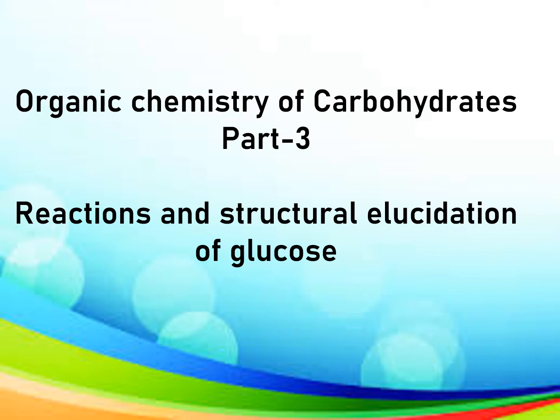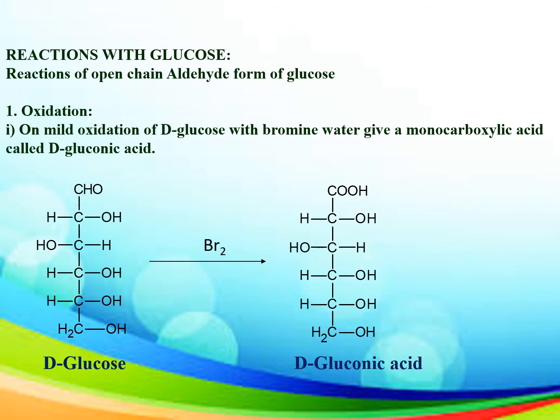In this chapter, we will discuss Organic Chemistry of Carbohydrates Part 3, that is Reactions and Structural Elucidation of Glucose. Here, I have focused for higher secondary and UG level students. Reactions of glucose. Glucose has two structures, open chain as well as closed chain. Here we will discuss the open chain form of glucose.